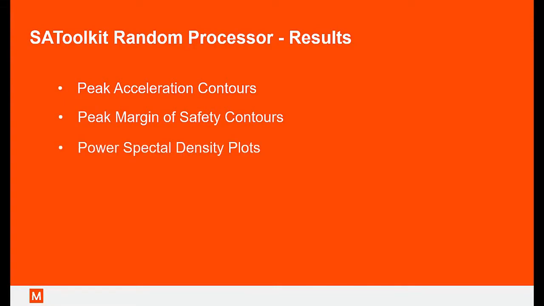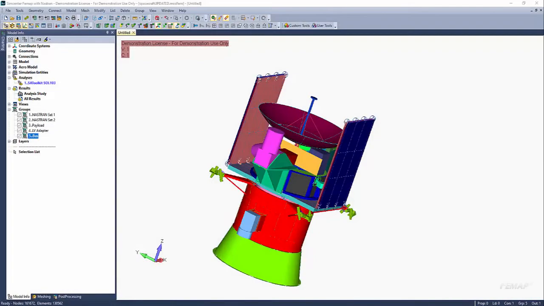We'll review the output peak acceleration and margin of safety contour plots in SimCenter FreeMap, as well as the power spectral density response function plots. Note that SA Toolkit results can also be exposed in SimCenter 3D Desktop. Let's begin by opening the model in FreeMap.